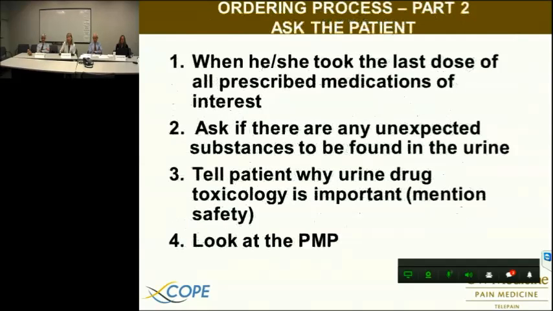So what do you do? You get your urine, and then you ask the patient, when did they take their medications? If you've given them 60 oxycodone tablets, it's week 3, and they've used them all up, you may not need to go to the trouble or the cost of doing the urine drug test. There is a conversation there, but you may not need to do your test. Ask the patient if there are any unexpected substances. Tell the patient that this is all about safety. This is why we're doing this. And don't forget our friend, the PMP, which I think we had a lecture about last week.